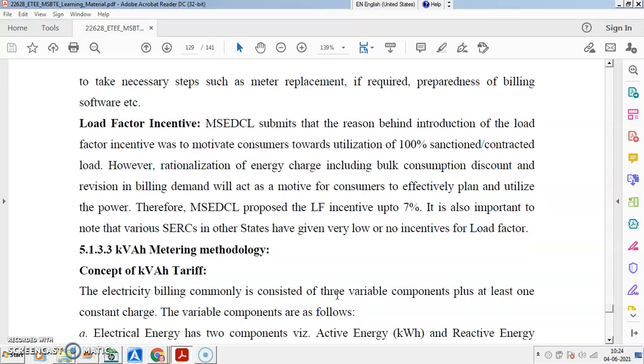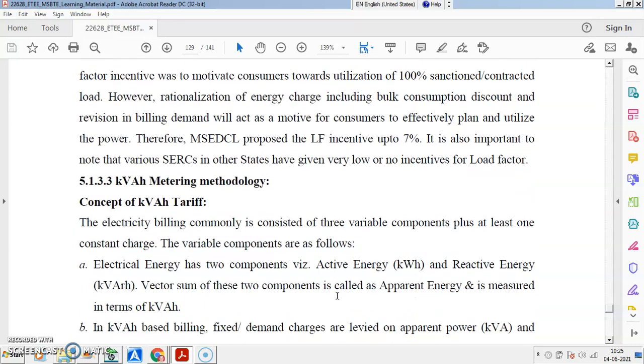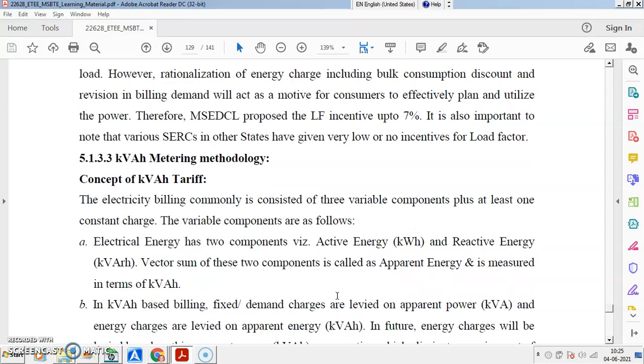In kVAh metering, that is the concept of the kVAh tariff, the electricity tariff is commonly considered as three variable parameters plus at least one constant charge. Particularly the variable components in electrical energy are active energy kWh, reactive energy kVAr, and apparent energy kVA. So apparent energy, that is kVAh, is what we are considering. kVAh is the parameter, that is power into time, which is what we call a unit of energy.